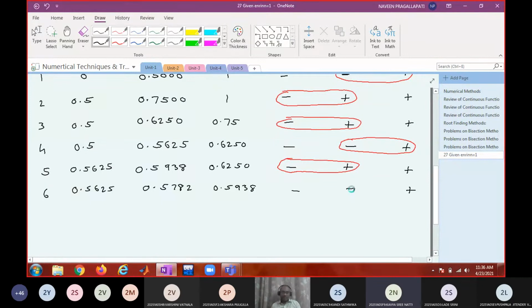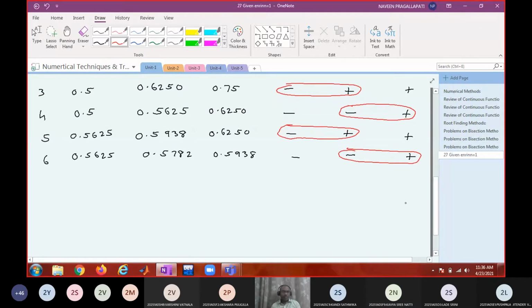Negative, sir. Negative. So right half interval. So C6, B6. C6 is 0.5782. B6 is 0.5938. Negative, positive. Midpoint 0.5860.